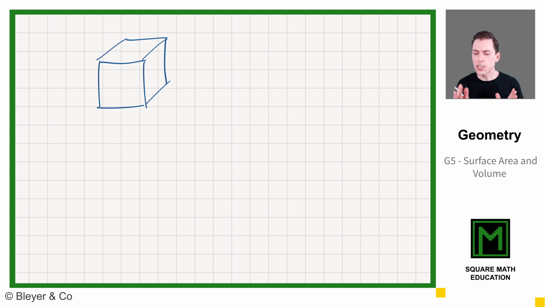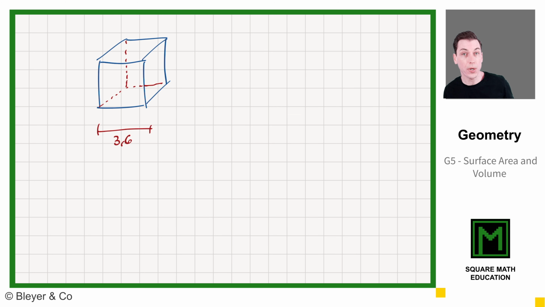So this is just to get some idea. Often we have some straight lines for the sides that we see, and inside we have little dashed lines. In our problem, it's given that the length of one of the edges is 3.6 centimeters.